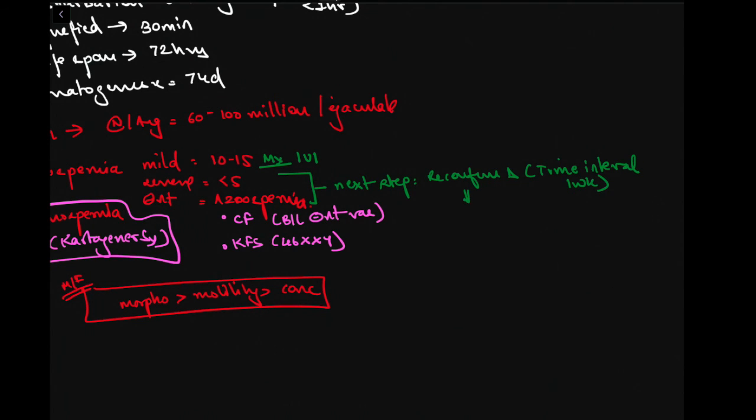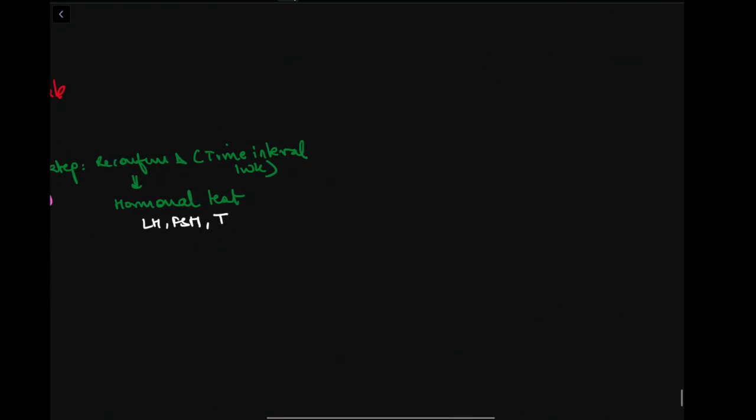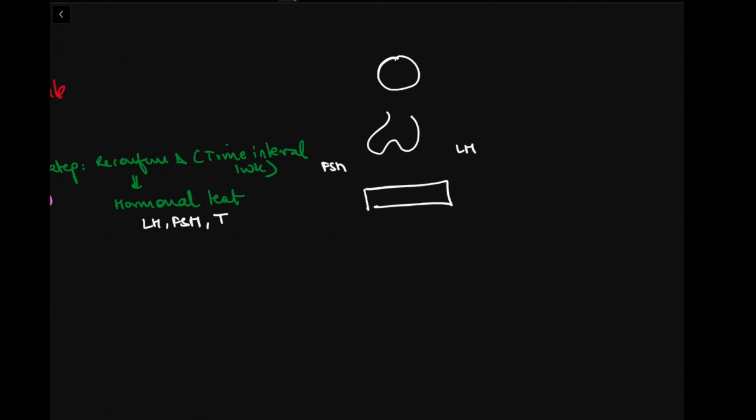After the diagnosis is confirmed, we do hormonal tests like LH, FSH, and testosterone levels. So let us see. This is the hypothalamus, pituitary, and the testes. Like in the female HPO axis, the hypothalamus secretes GnRH, which stimulates the pituitary to secrete FSH and LH, which in turn stimulate the testes to secrete testosterone.